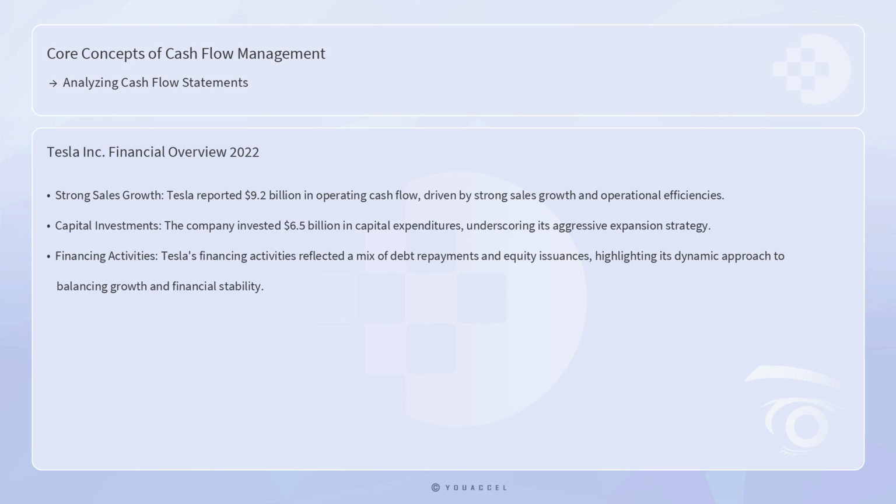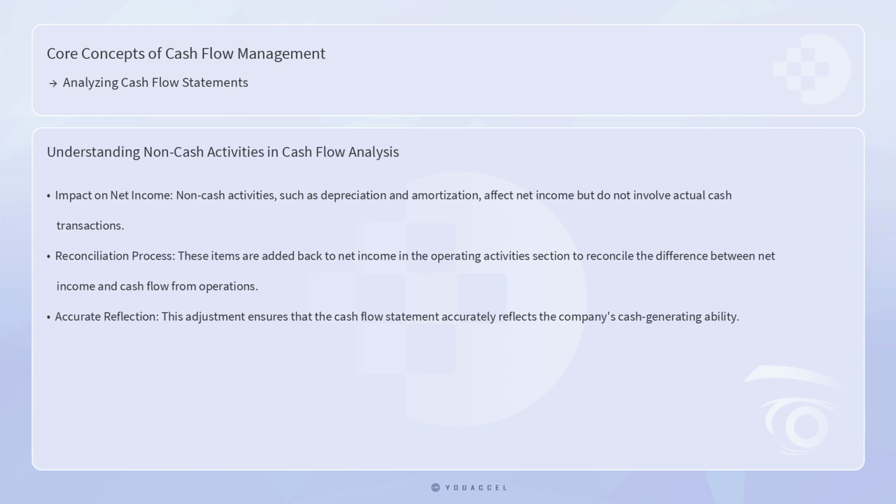Another example is Tesla Inc. In 2022, Tesla reported $9.2 billion in operating cash flow, driven by strong sales growth and operational efficiencies. The company invested $6.5 billion in capital expenditures, underscoring its aggressive expansion strategy. Meanwhile, Tesla's financing activities reflected a mix of debt repayments and equity issuances, highlighting its dynamic approach to balancing growth and financial stability.